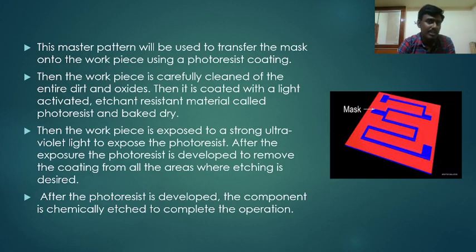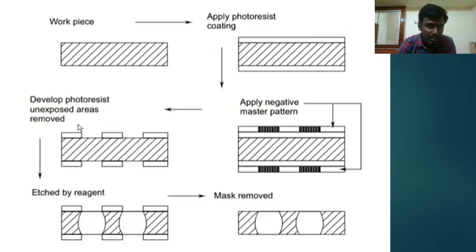This master transparency pattern is used because it helps us to coat the mask on the workpiece. Then the pattern is coated with the photoresist material and then baked dry, so the total workpiece is covered with that layer. Then the workpiece is exposed to ultraviolet light, so that we can remove the masking layer from where the etchant solution needs to be applied. So this is how the masking layer preparation comes to an end. And have a look at this diagram.